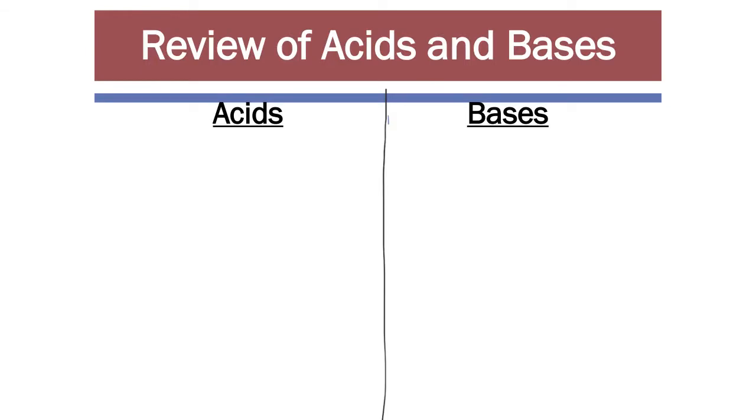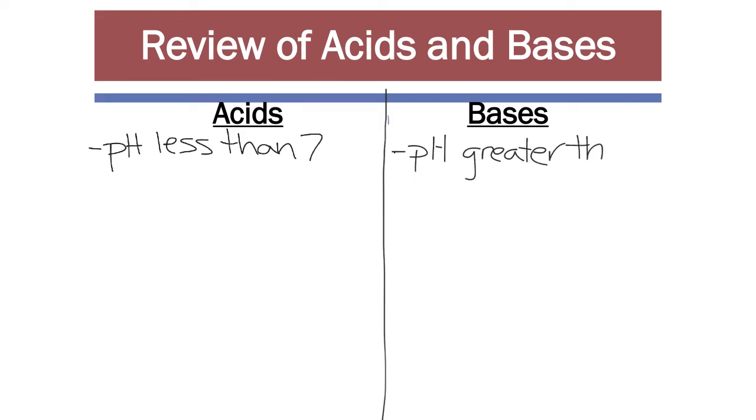All right, so first thing I would like to do is start with a quick review of some of our properties of acids and bases. Hopefully you remember some of this from Regents chemistry. Acids would have a pH less than 7, and bases would have a pH greater than 7. That would be two of our most important things to know, and we will talk more about the pH scale in a couple of videos.